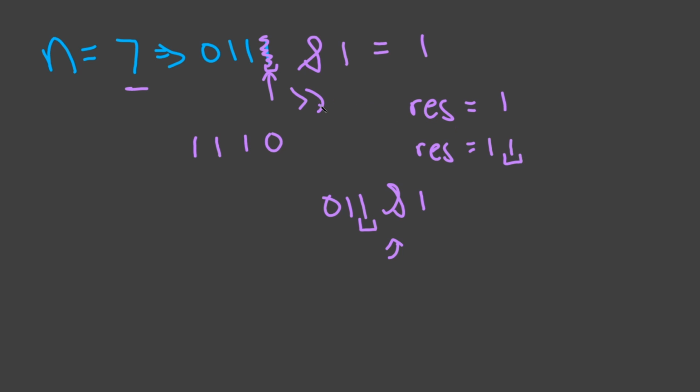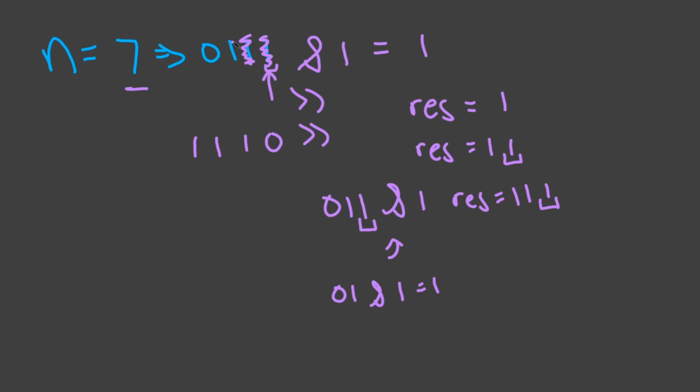Now I'm going to do that again. So we get rid of this bit now because we already saw it, and we shift it again to the right. So now our number is going to be 0, 1, and we AND that with 1. And now we rewrite our result. So result is going to be 1, 1 with an empty space here. And you see that the operation is going to give us a 1. So we insert a 1 there.